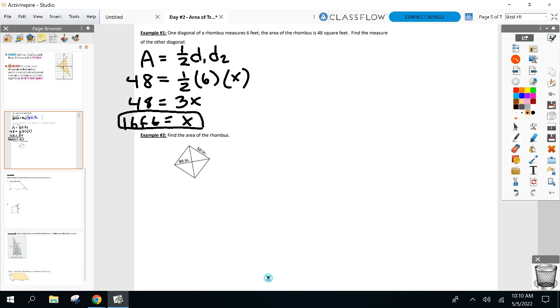Before I answer example 2 here, I need your help. 3 properties of a rhombus. There's more, but 3 properties that'll probably help us out to finding the area. Zach, 1? Inside angle that the 2 diagonals form right angles. Diagonals are perpendicular. Good. Anything else you might remember from rhombus? Romeo. All sides congruent. That'll help us.